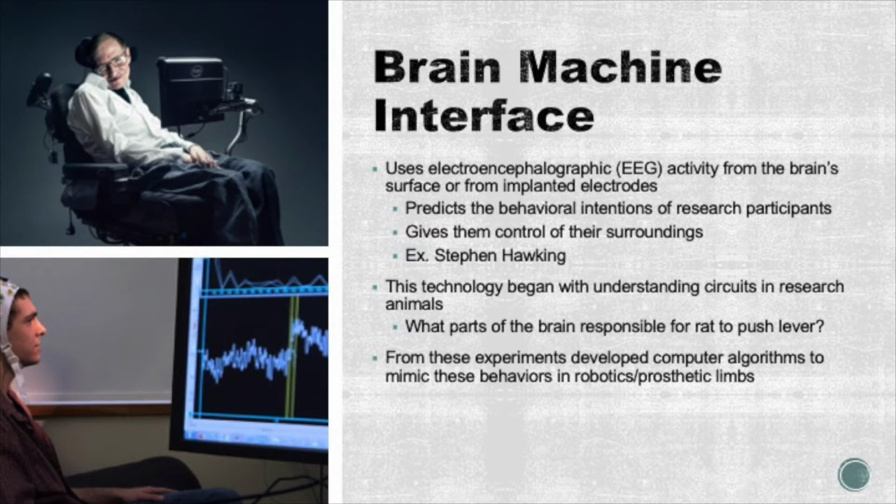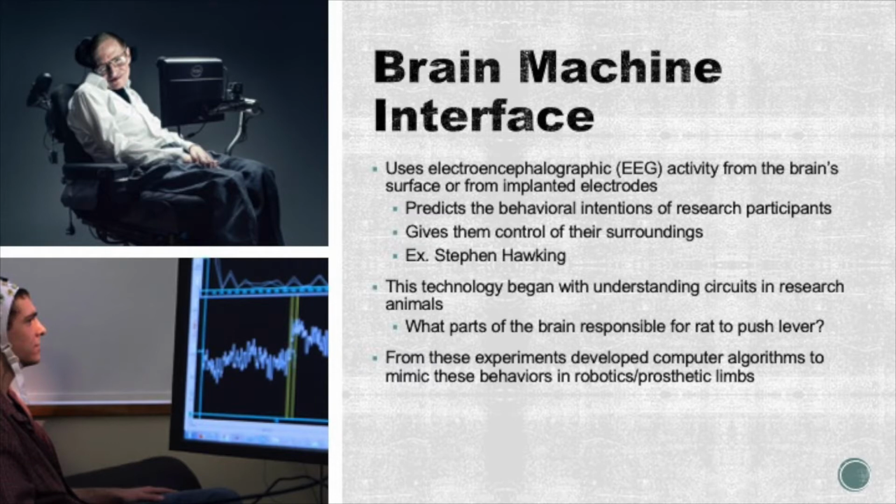And the first topic that's covered is what's called brain-machine interface, which uses EEG activity from the brain surface or from implanted electrodes in the brain or on top of the skull. And these predict the behavioral intentions of the research participants or the patients. And so this gives them control of their surroundings.